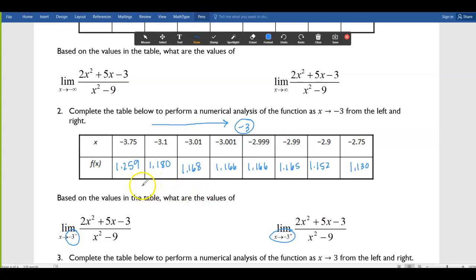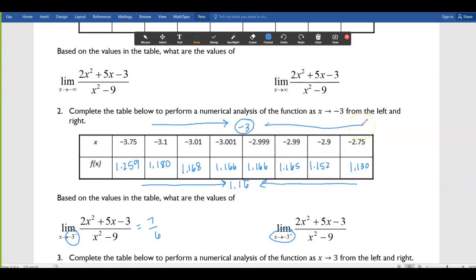And then from the right, I would say it looks like this is approaching maybe 1.16 repeating, which as a fraction is 7/6. So we're going to say 7/6. Now it's not always easy to tell exactly what this is approaching. It's kind of like making your best guess, but you can tell that I'm not changing my x value too much: negative 3.1, negative 3.01, negative 3.001. Those numbers are pretty close together, and these y values seem to be slowing down as well. Same idea for negative 3 from the right.